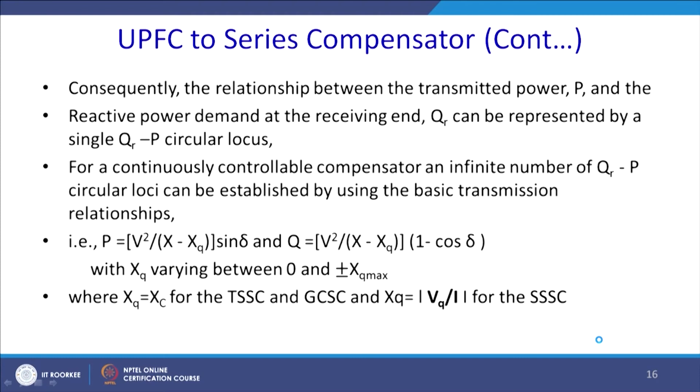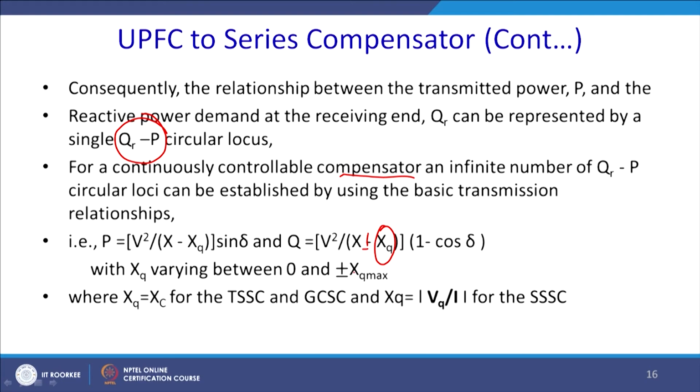Consequently, the relationship between the transmitted power and the reactive power demand of the receiving end, QR, is represented by a single circular locus of the PQ circle, as we shall see right now. For continuously controllable compensation, an infinite number of QR and PR circular loci can be established by using the basic transmission relationship, that is P equals V squared by (X minus Xq) sin delta. Similarly, Q equals V squared by (X minus Xq), the inserted impedance, which can be plus or minus ideally, times (1 minus cos delta), with q varying between 0 and plus or minus q max.